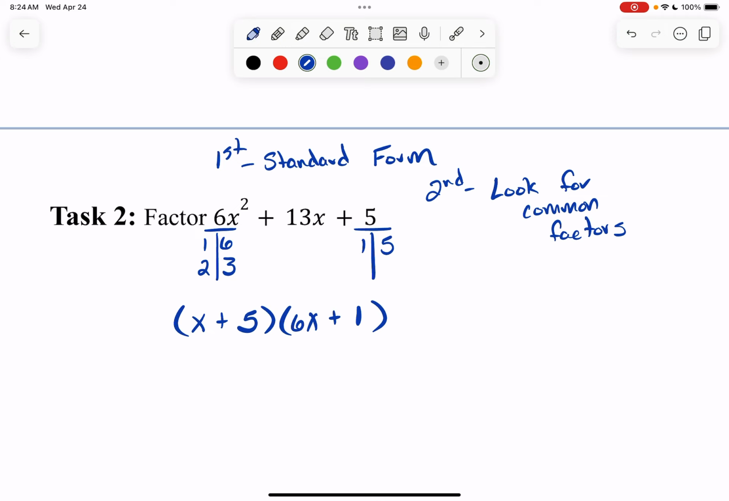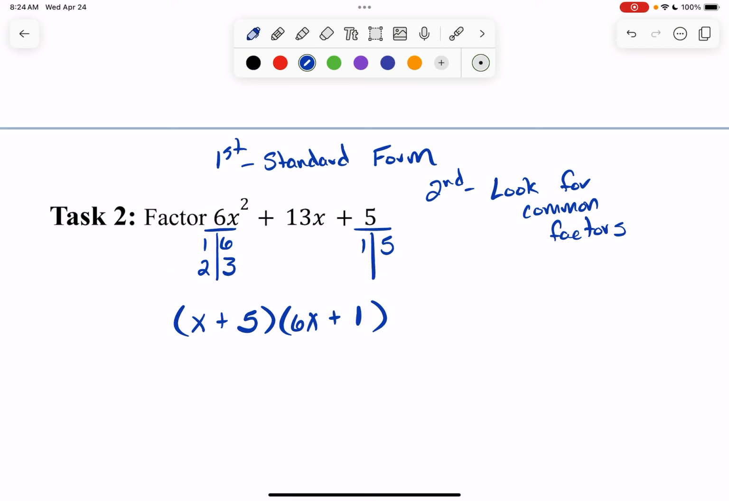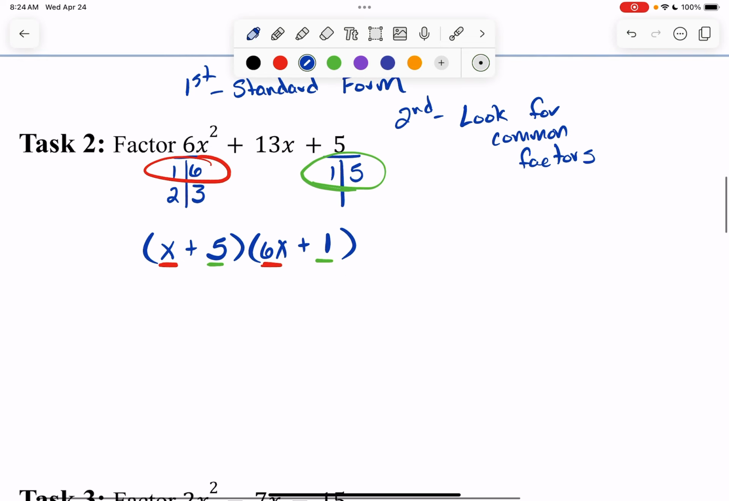So first I list the factors. So here's me listing the factors. And then now I'm guessing. Again, keeping in mind, these first ones come from here. These second ones come from here. And then now we multiply it out. Okay. So now we multiply it out.